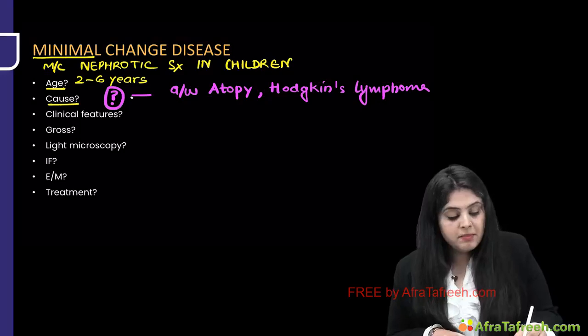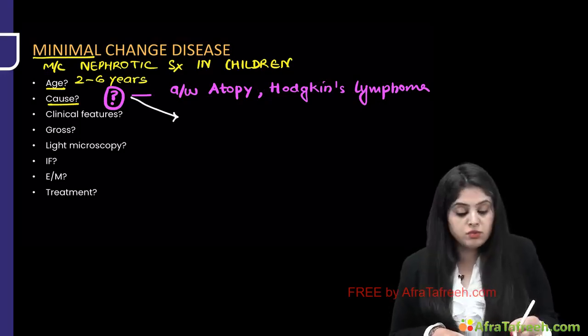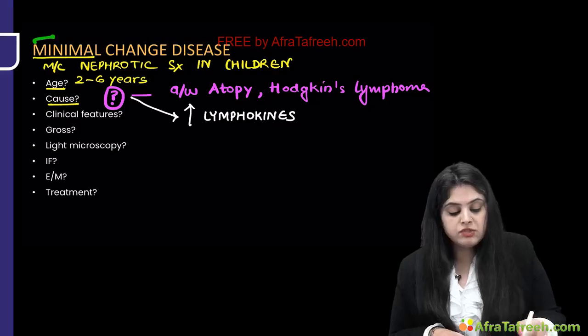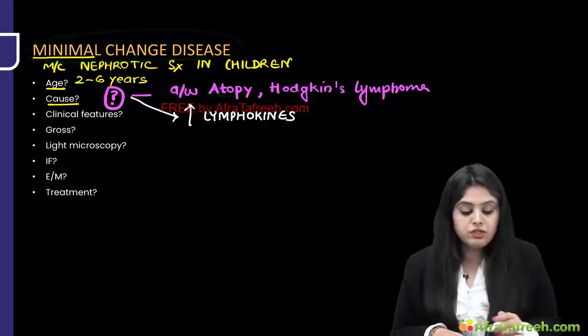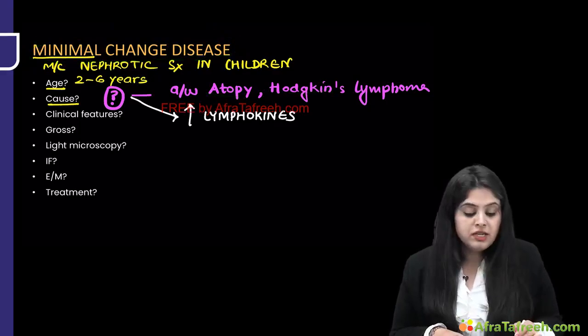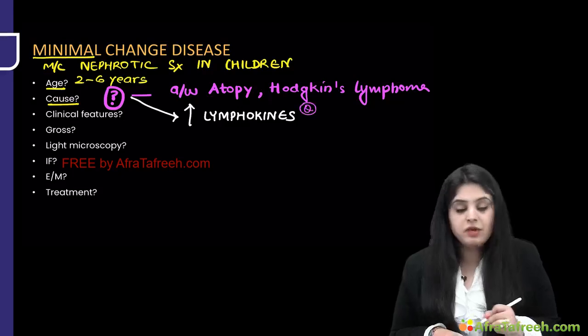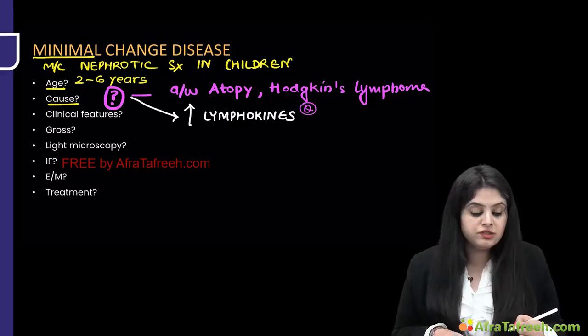But the best mediator that they could come down to was that there is an increase of something known as lymphokines that was seen in all these patients. Whether it was a minimal change disease associated with atopy, allergies, or whether it was associated with Hodgkin's, remember, an increase in the lymphokines is something that was noted, and that is a previous year question. Lymphokines are elevated in minimal change disease.